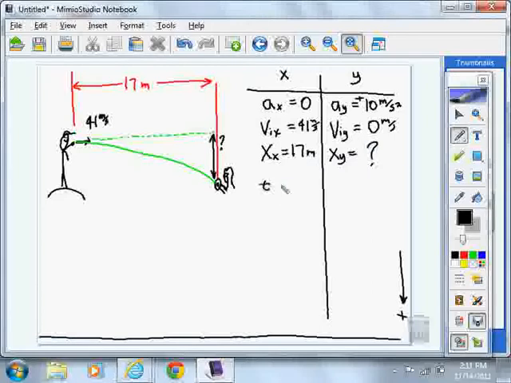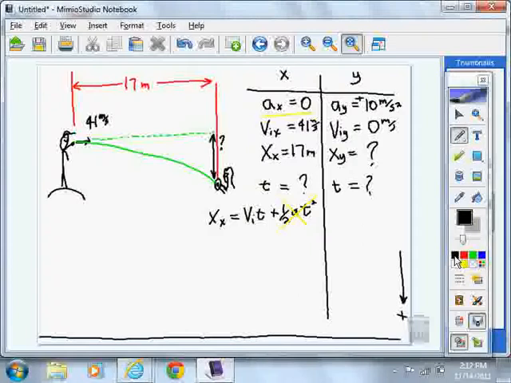And then the one thing that we could share between the columns is the time, and we don't know what the time is. But they are equal. But which column do we have enough information to get the time? In the x column. So we know that x equals VIT plus 1/2 AT squared. The 1/2 AT squared drops off because the acceleration is 0.